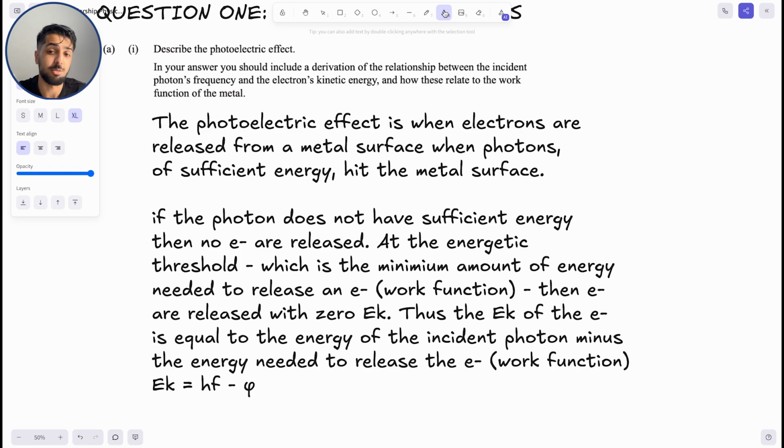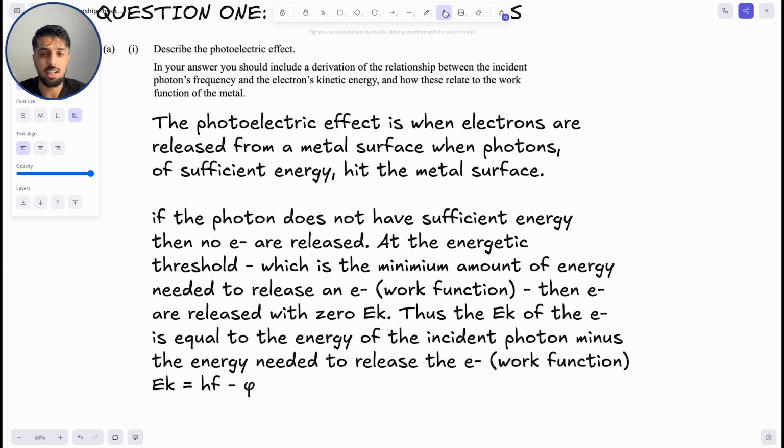The photoelectric effect is when electrons are released from a metal surface when photons of sufficient energy hit the metal surface. If the photon does not have sufficient energy, then no electrons are released. At the energetic threshold, which is the minimum amount of energy needed to release an electron, aka the work function, electrons are released with 0 EK.